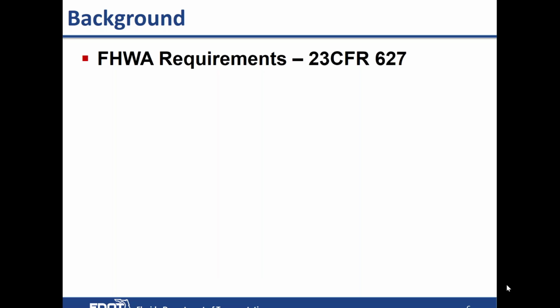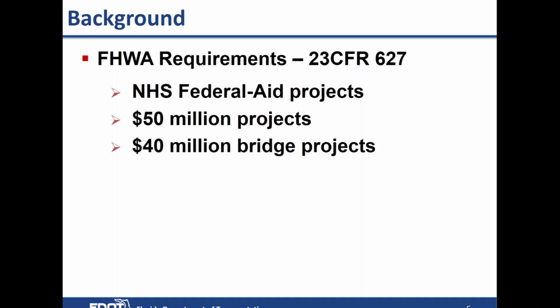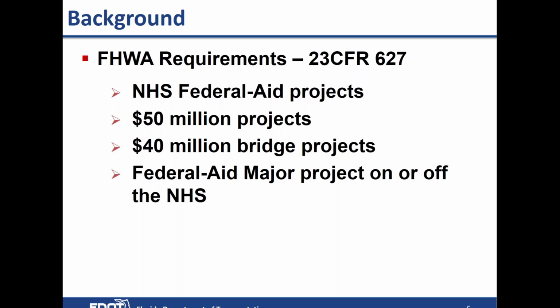So more background on the VE, and in that video, they spelled out some requirements. The current requirements are any project on a national highway system, a federal aid project, that's greater than $50 million needs to have at least one VE study during its development. For bridge projects, that requirement is any project over 40 million. Any major project, whether it's on system or off system, has to have a value engineering study done on it.